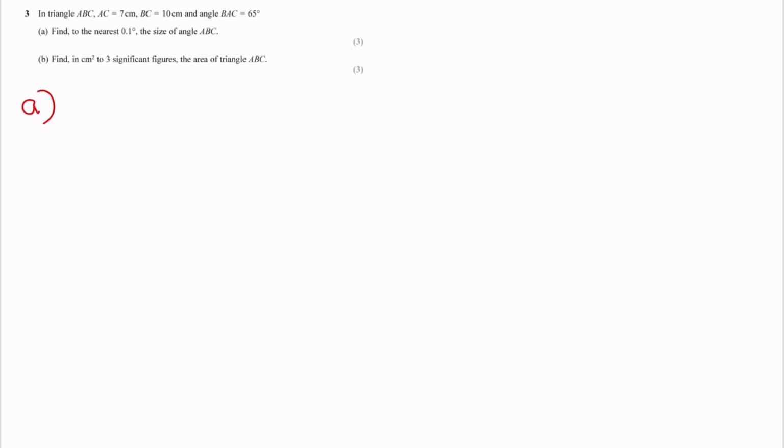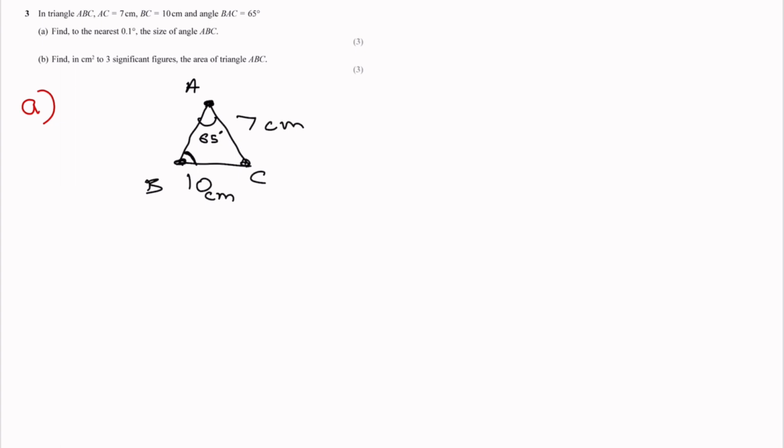Okay, so firstly I'm going to draw the triangle just to allow me to visualize it a little bit better. So if we call this A, B, and C, we know that AC is 7 centimeters, BC is 10 centimeters, and we know angle BAC, this one, is 65 degrees. Find to the nearest 0.1 degree the size of angle ABC. So we want this angle here. It's not a right angle triangle, so we've got two options. We could do sine rule or cosine rule.